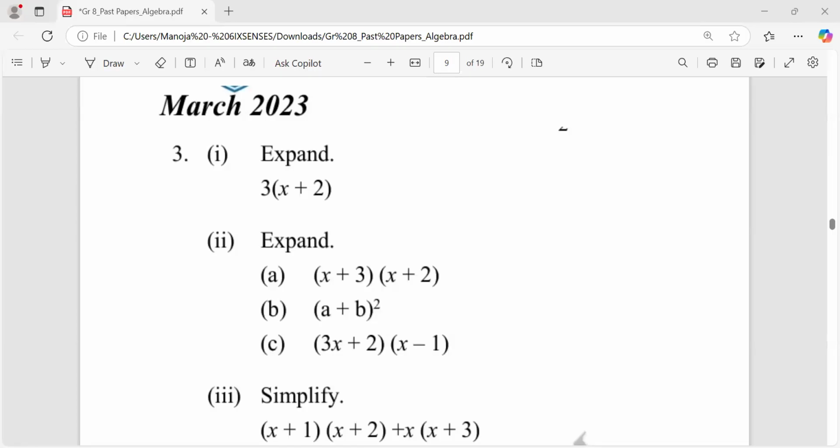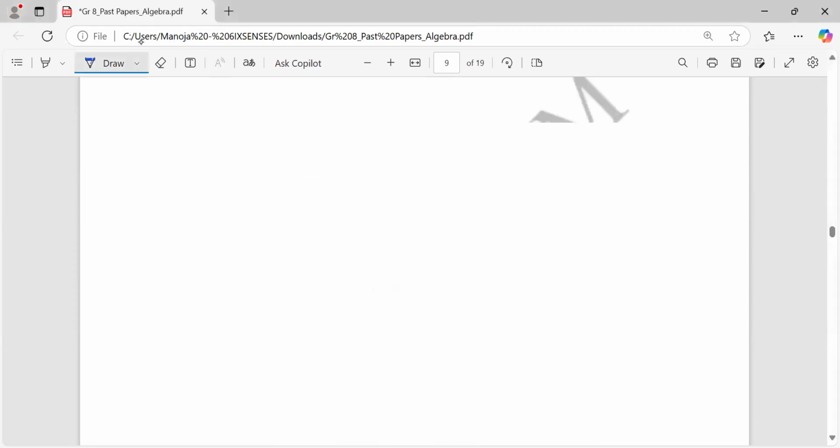Right. So now we are moving to the 2023 paper. In the 2023 paper, you go to question number 3. It is also an algebraic question. So I'm moving down and I'll start writing the questions like earlier. Question number 3, part 1.